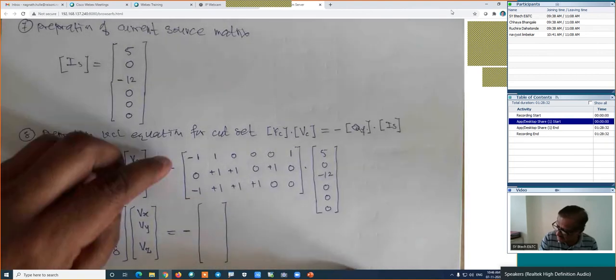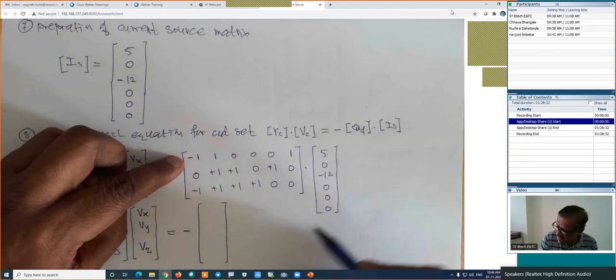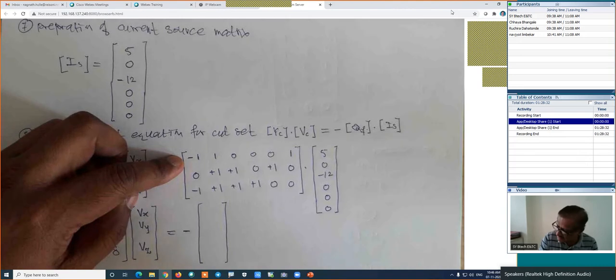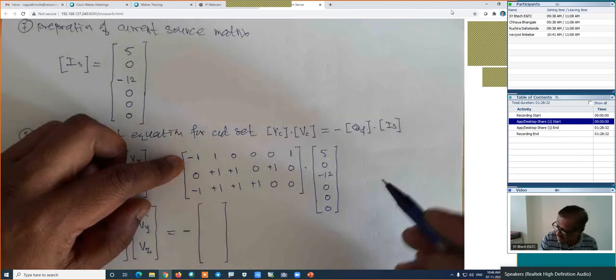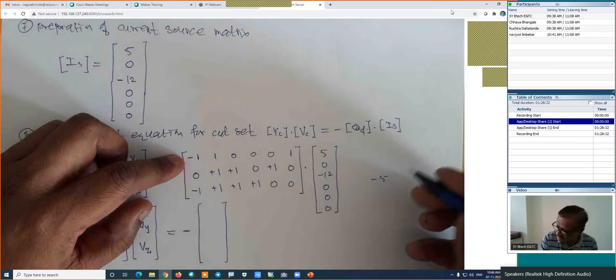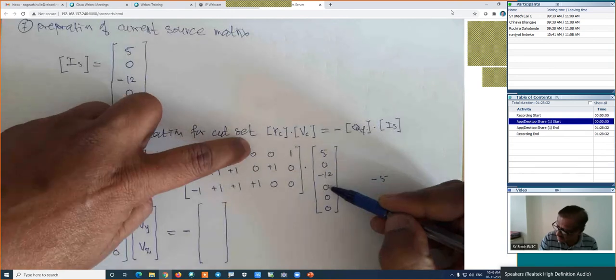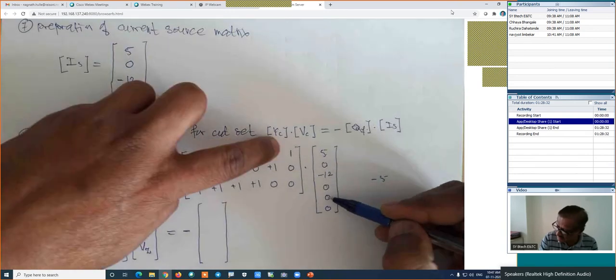Multiplication of the matrix. Now this row and this column will give the first element, then the second element, and then the third element. We will have three elements. How will the values be? This minus 1 into 5 will be minus 5. Then 0, 0, 0, 0, 0. Means it is minus 5.